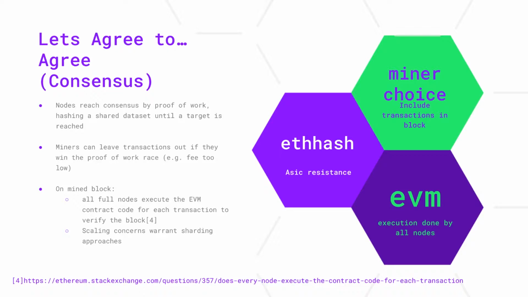Consensus between Ethereum nodes is formed by verifying a proof of work attached to a block of transactions. That is, solving a cryptographic puzzle which is hard to solve but easy to verify, then verifying all the transactions in the block. All full nodes execute the EVM contract code for each transaction in the block as part of this verification process. Concerns about the scalability of this approach are fueling recent efforts to enable various scaling approaches such as sharding and off-chain payment channels.